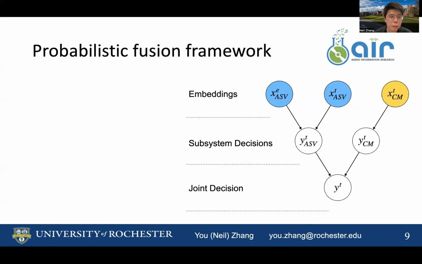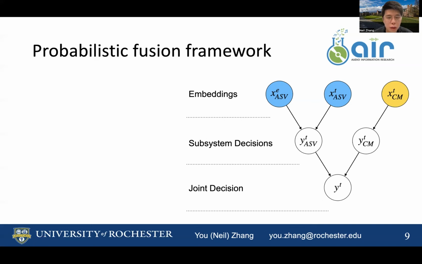In our work, we propose a probabilistic fusion framework, where our method also takes the three embeddings, where X_ASV^E means the ASV embedding from the enrollment utterance, X_ASV^T means the ASV embedding from the test utterance, and X_CM^T means the CM embedding from the test utterance. So these three embeddings are exactly the same as in the baseline systems. These three embeddings will be taken into our system, and we make the joint decision Y_T, where Y_T equals 1 means it is the positive class, so the utterance is bona fide speech and also from the target person. And if Y_T equals 0, it means it is either non-target or spoof.